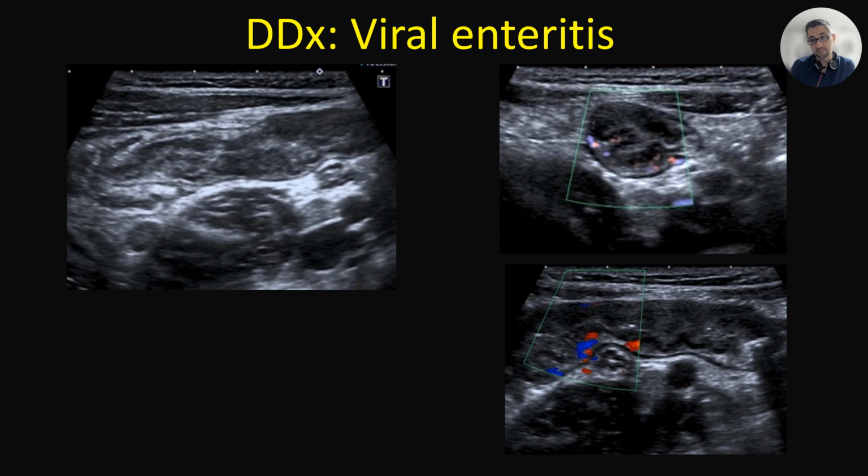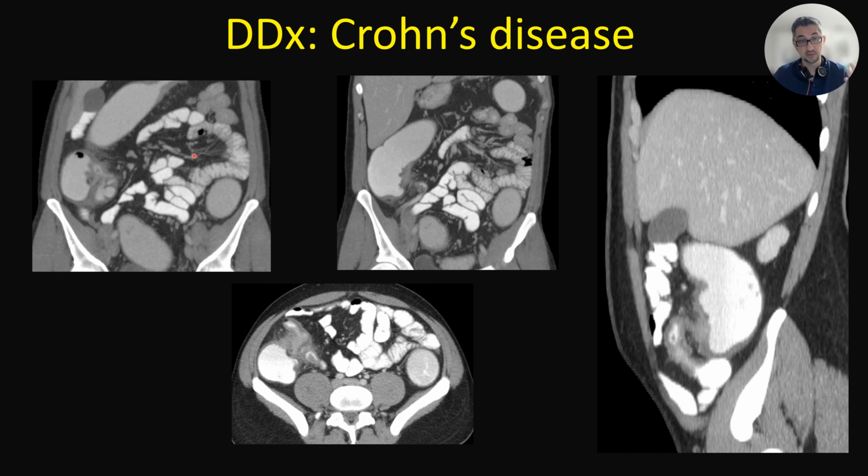And what is the differential of acute appendicitis? So clinically, everything can be in the differential, but by imaging, the most common ones, I will go through them. One of the most common ones is viral enteritis. In this case, there is usually thickening of the terminal ileum, and the appendix is normal. We can see it beneath the inflamed terminal ileum.